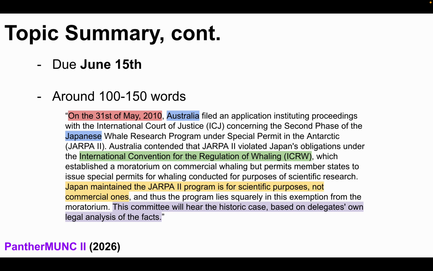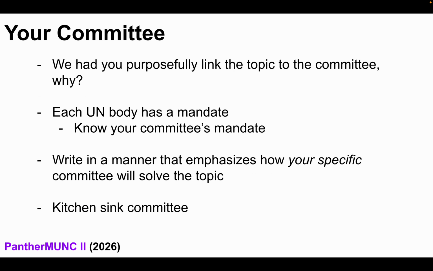It's kind of templatic in a way. But yeah, at the end, you should really be telling the delegates what they are probably going to do. And then, okay, your committee.